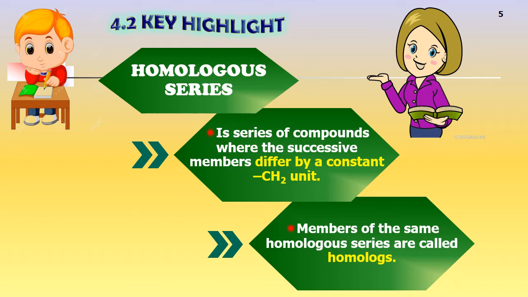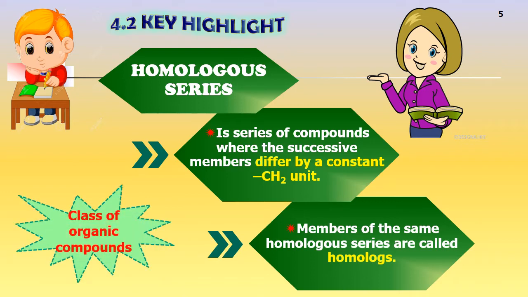Homologous series is also often referred to as the class of organic compounds. So if you are asked what is the class of a certain organic compound, it means you have to name the homologous series.